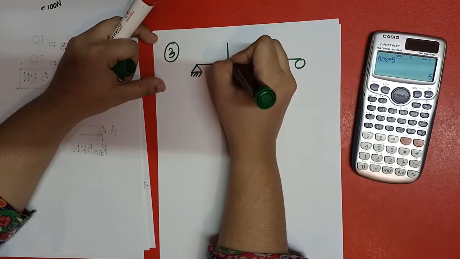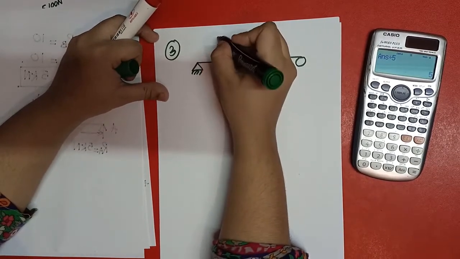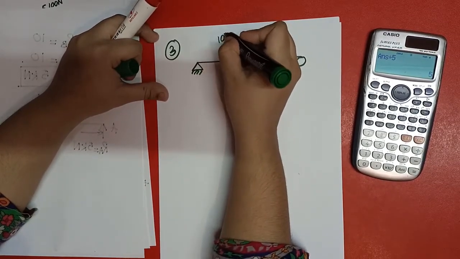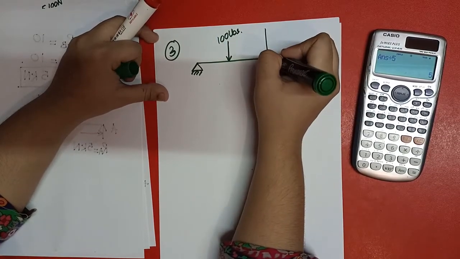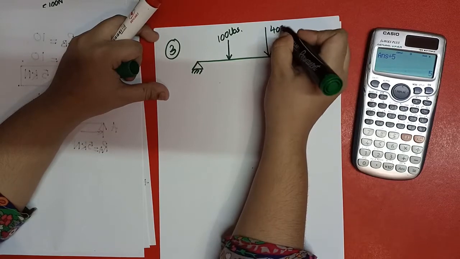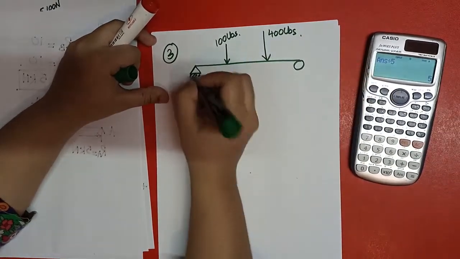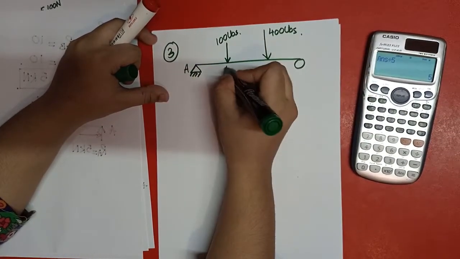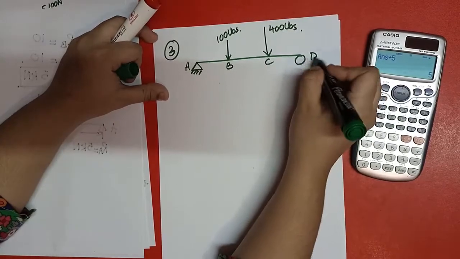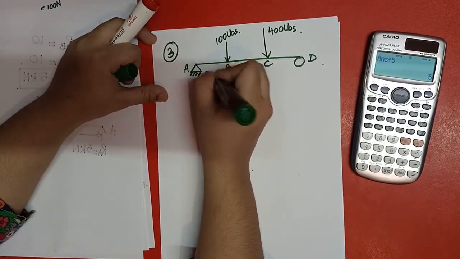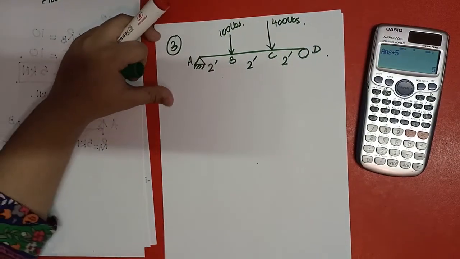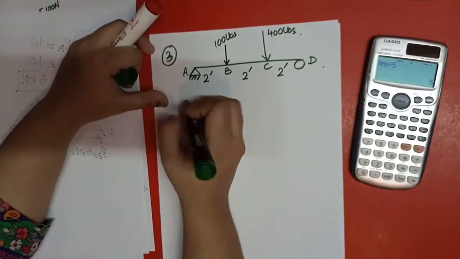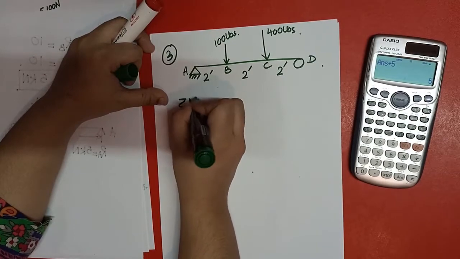For example, this force is 100 pounds, and this one is 400 pounds, and the points are A, B, C and D. This distance is 2 feet, this is also 2 feet, this is also 2 feet. So what I have to do is sum up moments at A.